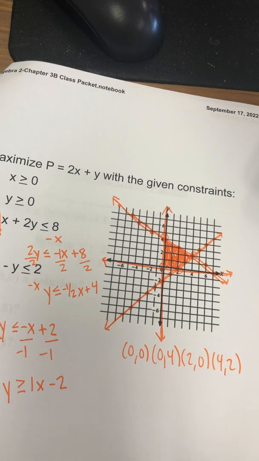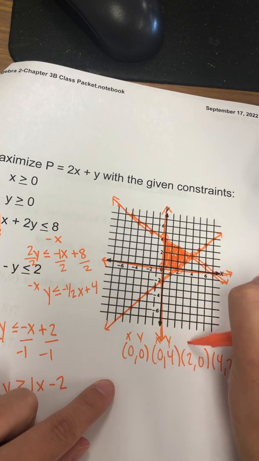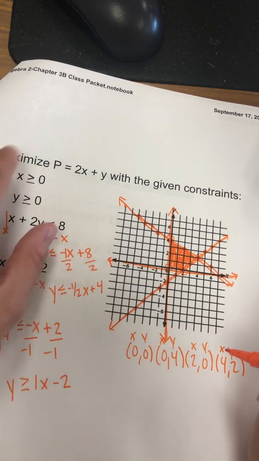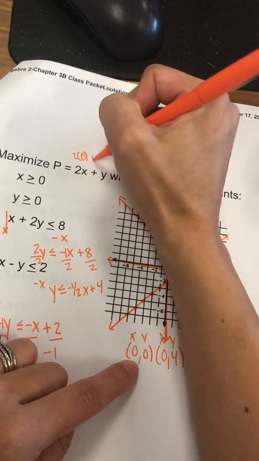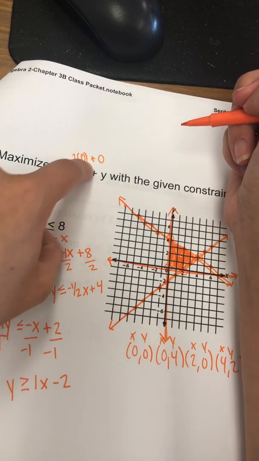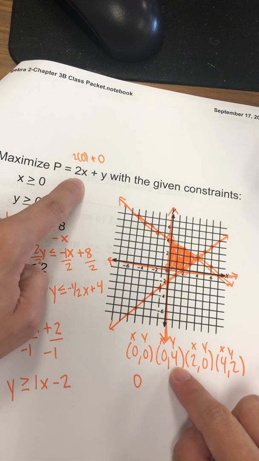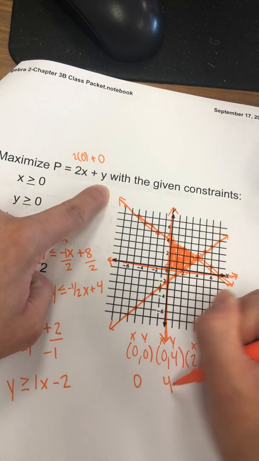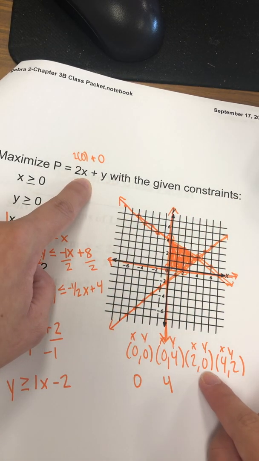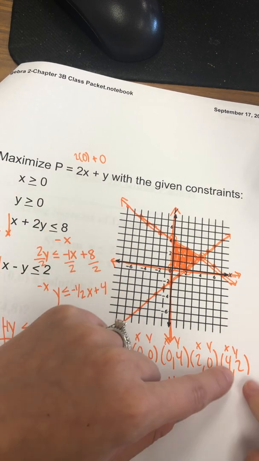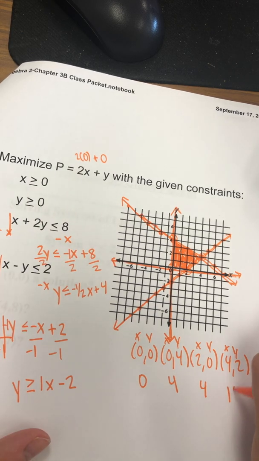Once you've written down the points that create that region, I'm now going to plug all those numbers in for x and y into the equation at the top, and this time I'm finding the max. So if I plug in 0 for x and 0 for y, 2 times 0 is 0, 0 plus 0 is still 0. Now if I do this one, 2 times 0 is 0, plus 4 is 4. Now I'm plugging these numbers in for x and y. 2 times 2 is 4, 4 plus 0 is 4 again. And then my last one for x and y, 2 times 4 is 8, plus 2 is 10.